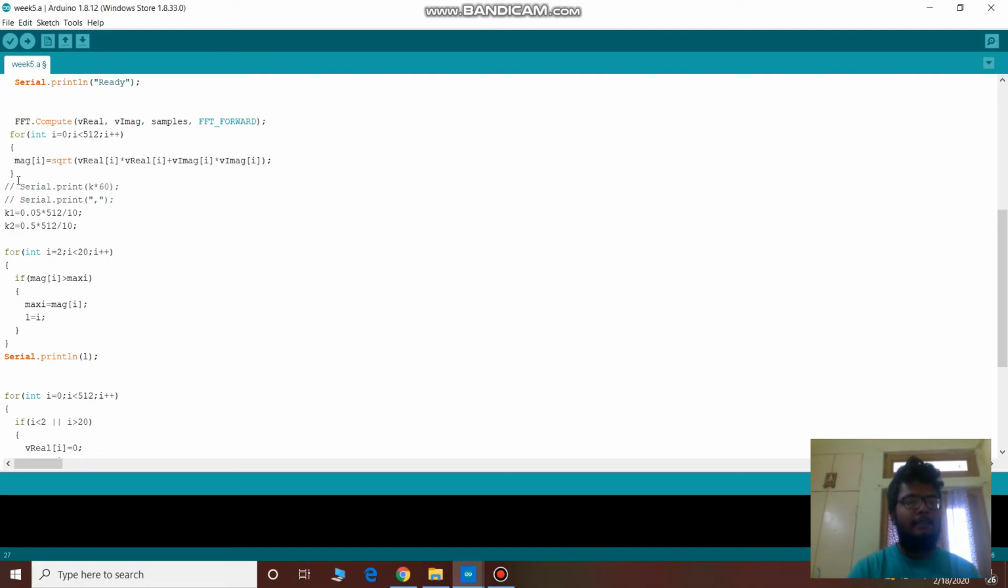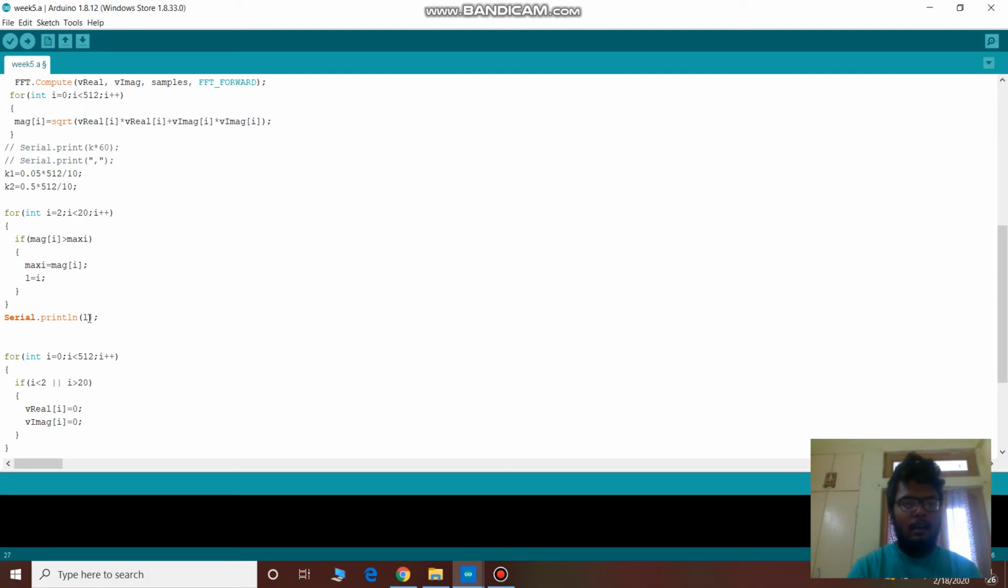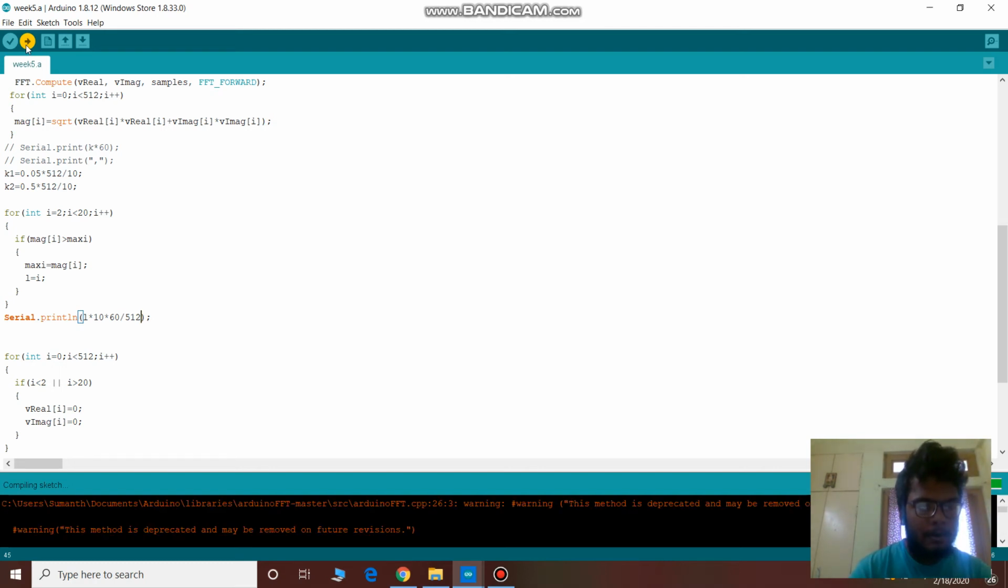From that we'll be calculating k1 and k2, and within k1 and k2 we'll be finding the maximum value. For that maximum index we are calculating the respiration rate. That maximum index is L. For that L we'll be calculating the respiration rate. The respiration rate is k times fs, where fs is 10 Hz times 60, divided by 512. This will give us the respiration rate.